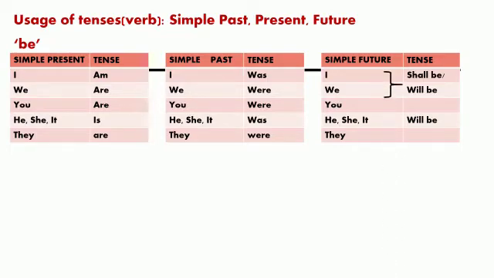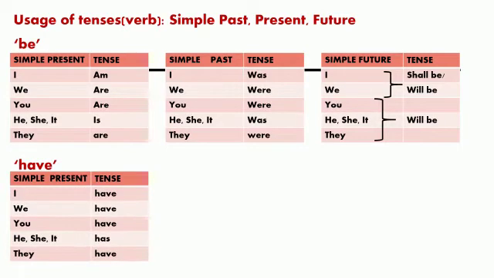So with I and we use shall be, will be, and with you, he, she, it, they, you say will be. The next one is the "have" form of the verb. I have, we have, you have, only he, she, it has, they have.